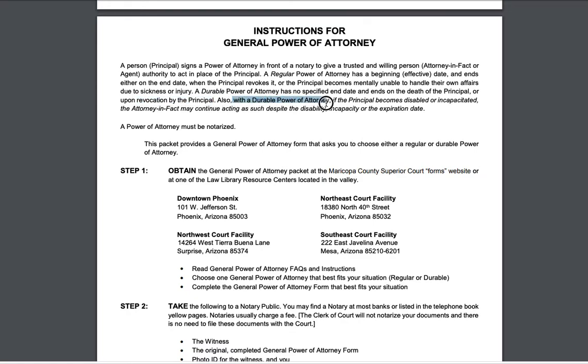Also, with a durable power of attorney, if the principal becomes disabled or incapacitated, this document allows the attorney in fact, whoever you name as the agent, to continue acting as such despite the disability. So this just means that if you sign this and appoint somebody as your agent, they can keep going even after you are incapacitated.